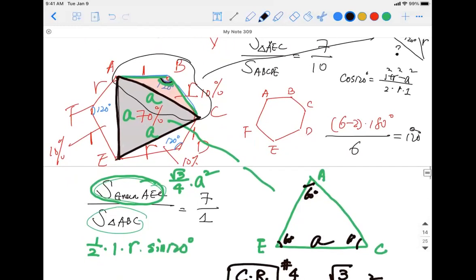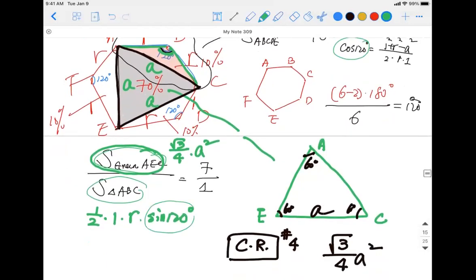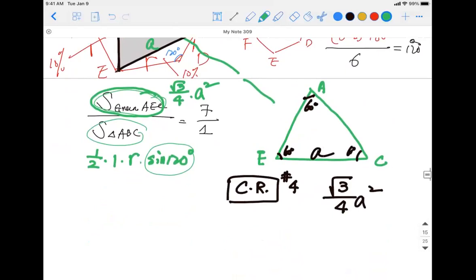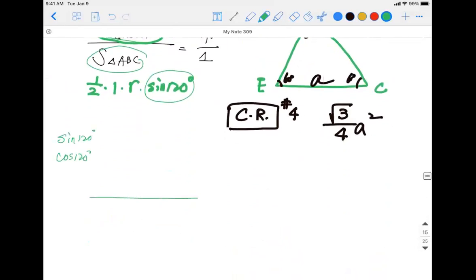Okay. Now, as long as you know the value for cosine 120 degrees and also sine 120 degrees, your work is done. Is that right? How can I determine the value for sine 120 degrees and cosine 120 degrees? You can easily use the unit circle we just talked about. So 120 degrees means an angle like this, right? This is going to be 60 degrees. This is going to be 120 degrees.